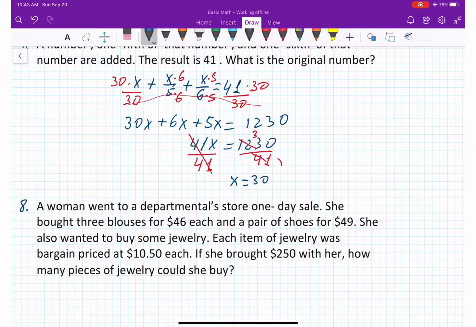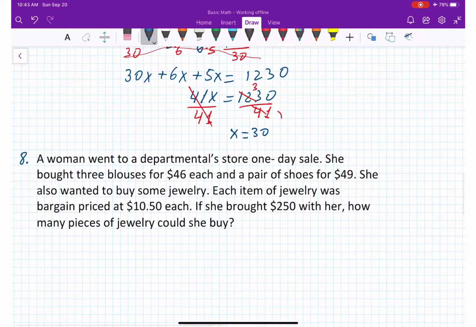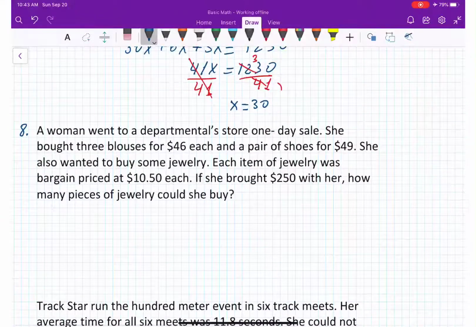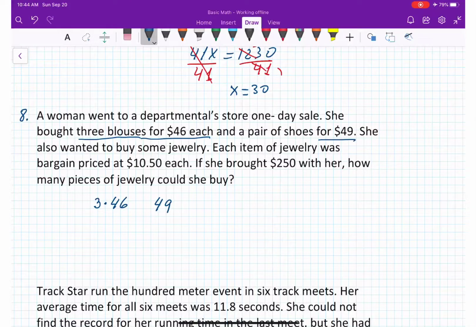A woman went to a departmental store one day sale. She bought 3 blouses for $46 each. Okay? 3 blouses for $46 each, 3 times 46. And a pair of shoes for $49. Okay? She also wanted to buy some jewelry. Each item of jewelry was bargain priced at $10.50. If she brought $250, how many pieces of jewelry?